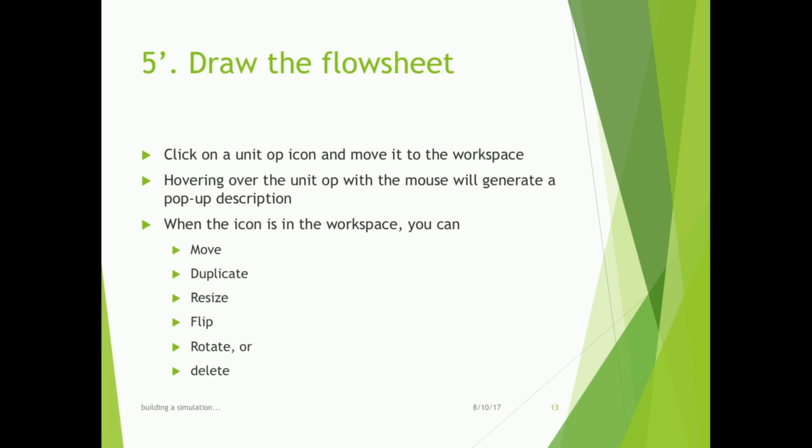Okay. What you're going to do to draw the flow sheet is find the icon you want, like the feed arrow. You're going to click on it and move it to the workspace. When it's on the workspace, you can move it, duplicate it, resize it, flip it, rotate, or delete it. But you have to get it on the workspace first.